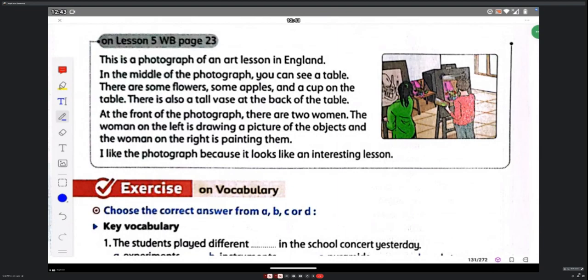Here also he said at the front of the photograph, but not in front of me. In front of, at the front of. In front of me, at the front of the photograph.